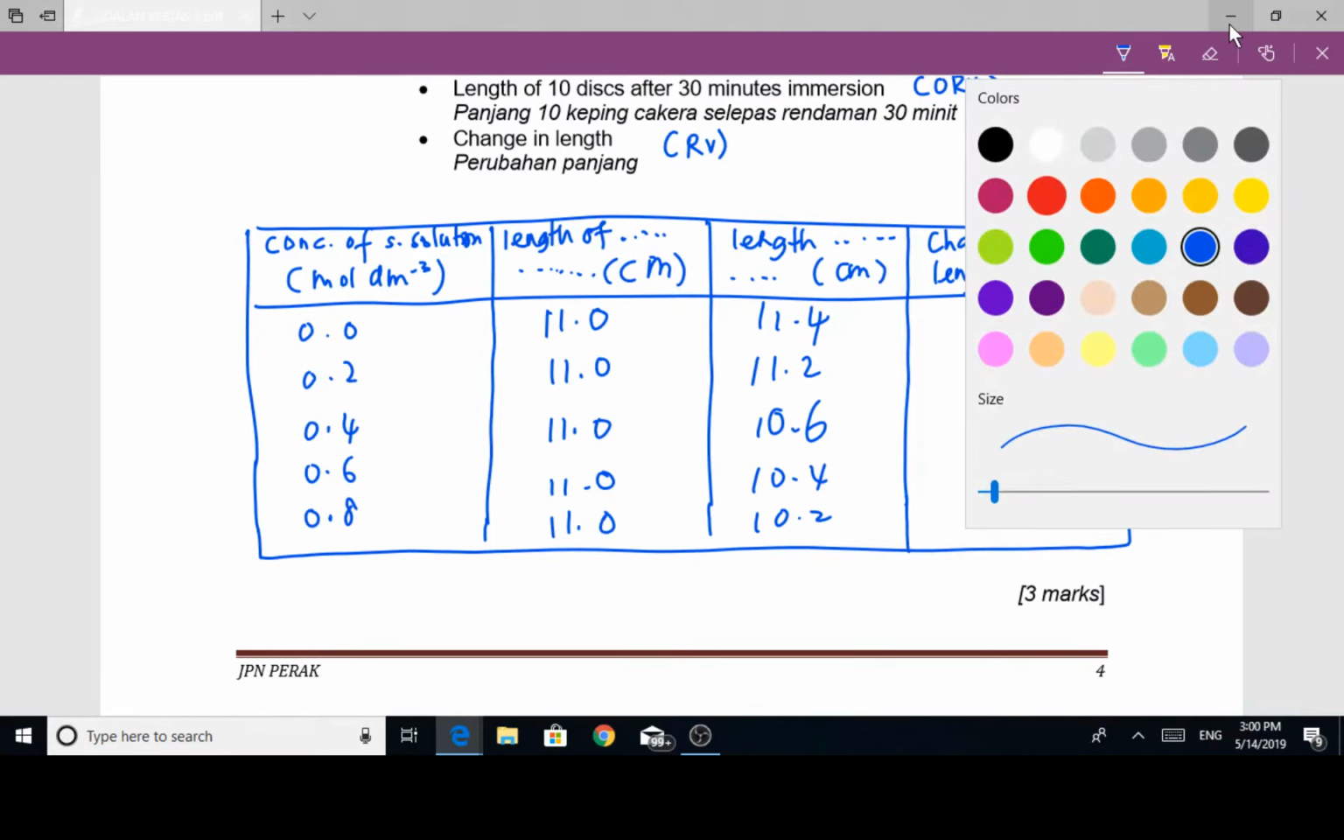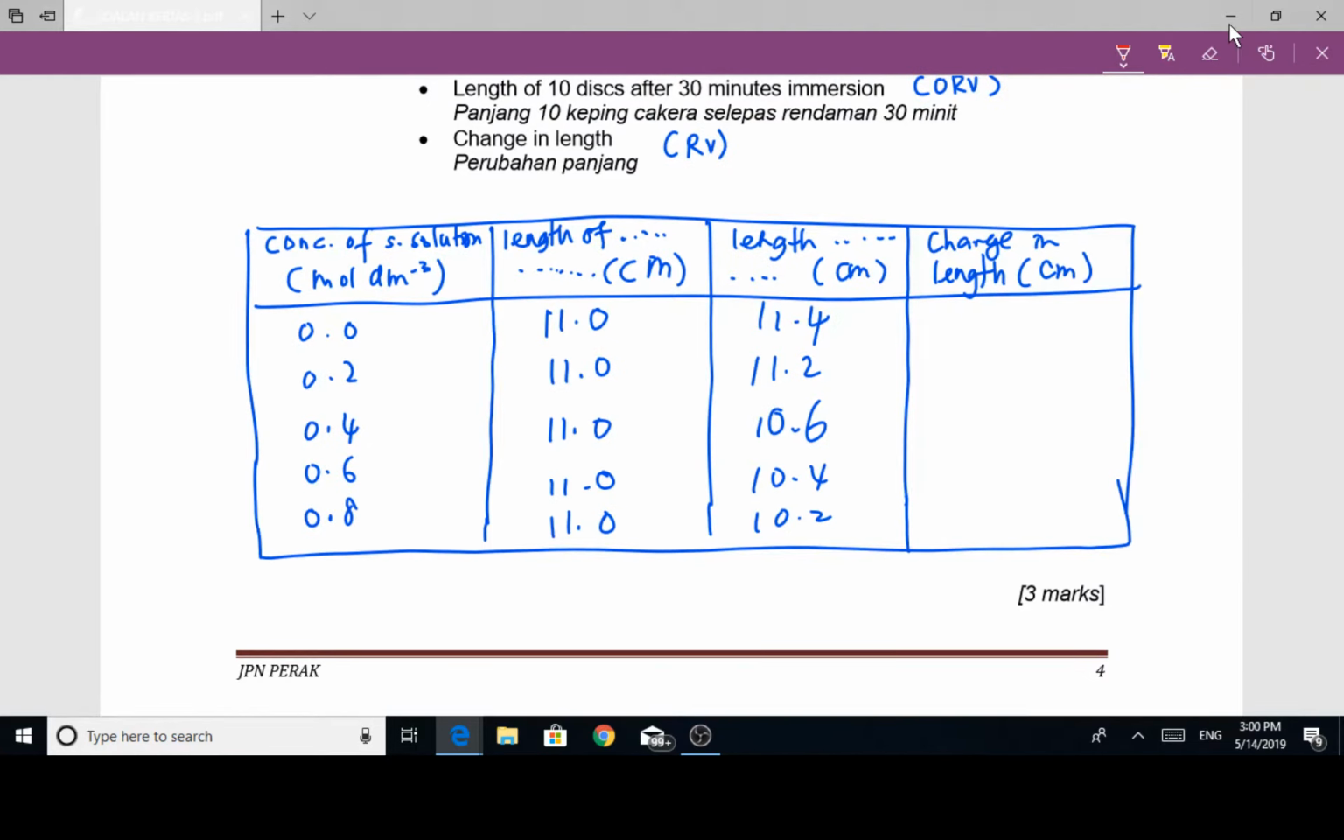Now if you can recall how to calculate the change in length, it is the final minus initial length. So the final is 11.4 minus 11. So what do you get? You get 0.4, and this is 0.2, and then this decreases. 10.6 minus 11, you get negative 0.4, negative 0.6, and finally you have negative 0.8.